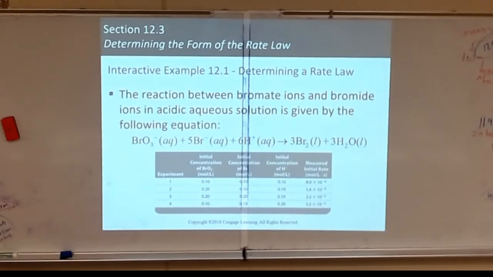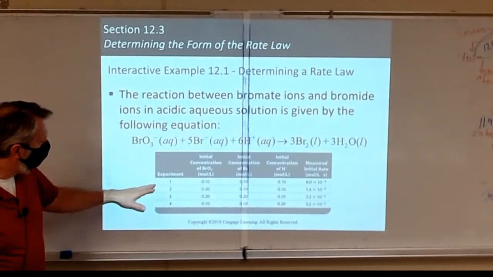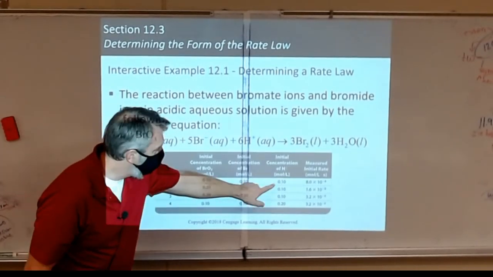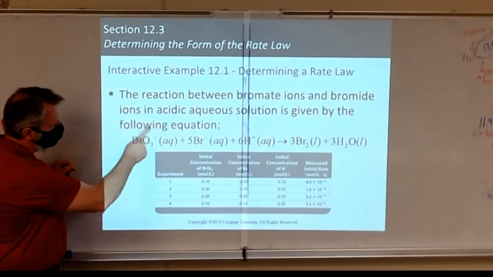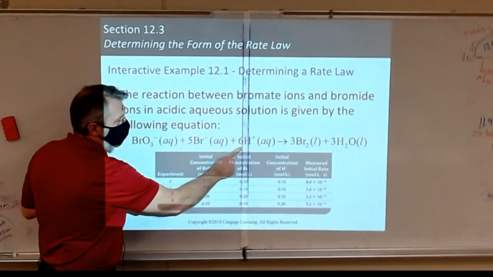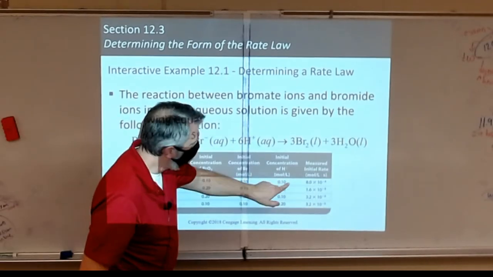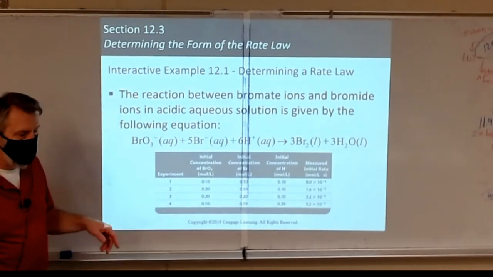So I've got experiment 1, 2, 3, and 4, and at different experiments, I changed different things. In experiment 1, my baseline experiment, I had 0.1, 0.1, and 0.1. Notice all I care about are the reactants: I've got bromate, bromide, and the hydrogen ions. Follow? Good? All right. Experiment 1, I've got 0.1, 0.1, and 0.1. That's my initial rate, so my rate at time 0, doing the math just like we did.